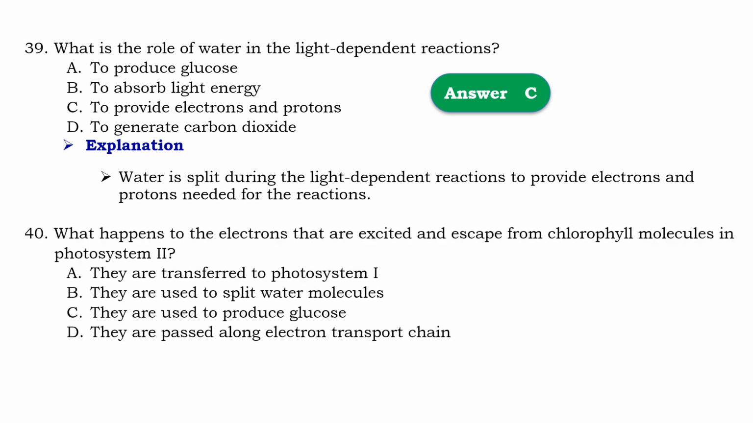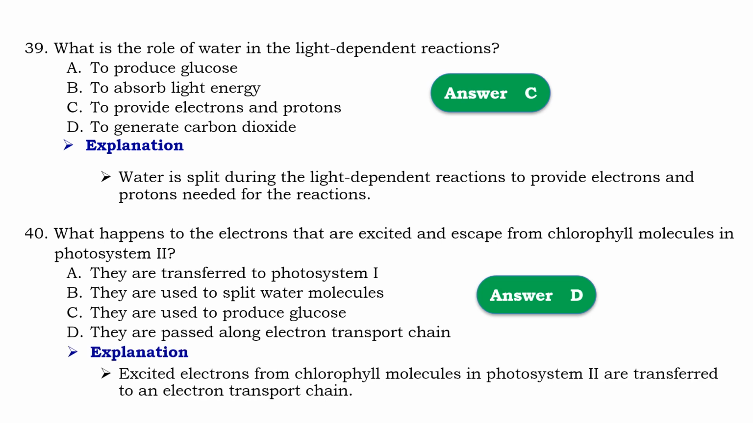Question number 40. What happens to electrons that are excited and escape from chlorophyll molecule in photosystem 2? So that should be D, they are passed along electron transport chain. The excited electrons from the chlorophyll in photosystem 2 are transferred to electron transport chain.